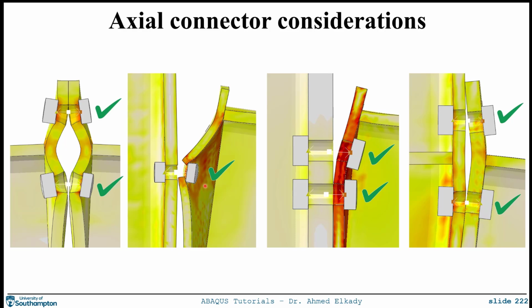In all of those cases, the axial connector is acceptable because the bolt is being elongated in tension until failure. So this is what we see over here. The two reference points are being pulled apart in all of these examples.